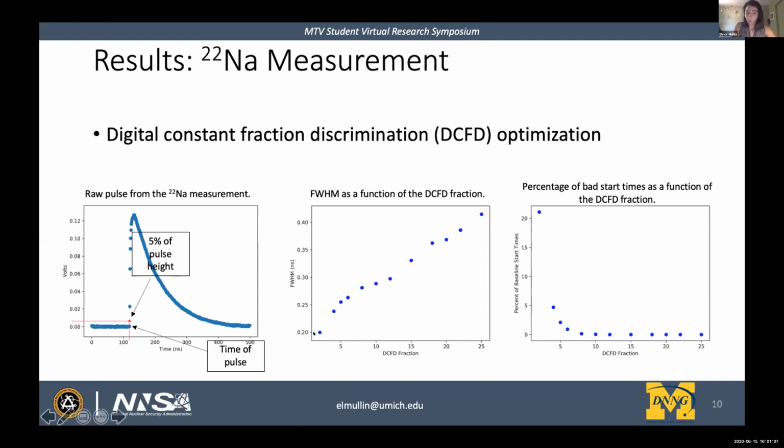You might be asking, why don't we use a lower DCFD fraction, because it gives us a smaller full width half max value. But if you look at the plot on the right, this is a plot of the percentage of bad start times, or the percentage of times where this star actually lies on the baseline and not the rising edge of the pulse. You see that for lower than 5% DCFD fraction, we get greater than 20% of our start times lying on this baseline instead of the rising edge of the pulse. So we didn't want to use all of those bad start times.